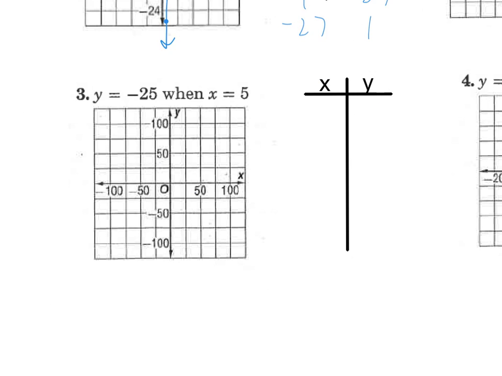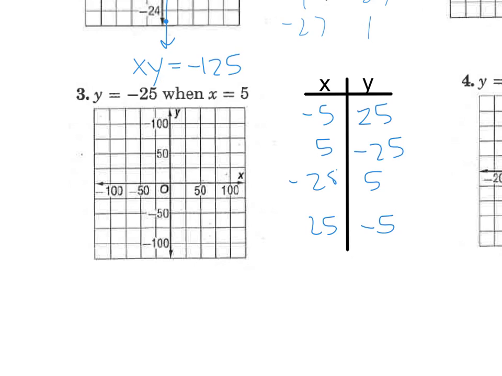Number 3, y equals negative 25 when x equals 5. So here my inverse variation equation would be xy equals negative 125. Now let's pick values for our table to plug in. So some values I could choose would be negative 5 and positive 25. I could choose positive 5 and negative 25, negative 25 and positive 5, or 25 and negative 5. And again, all I really need is a couple positive values and a couple negative values so that I can make sure that I have my hyperbolas in the correct place. All right, let's go graph those points on our graph to the left.